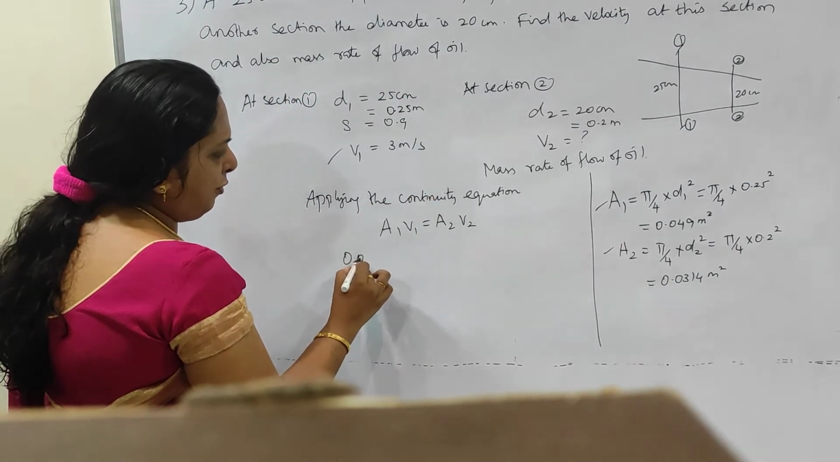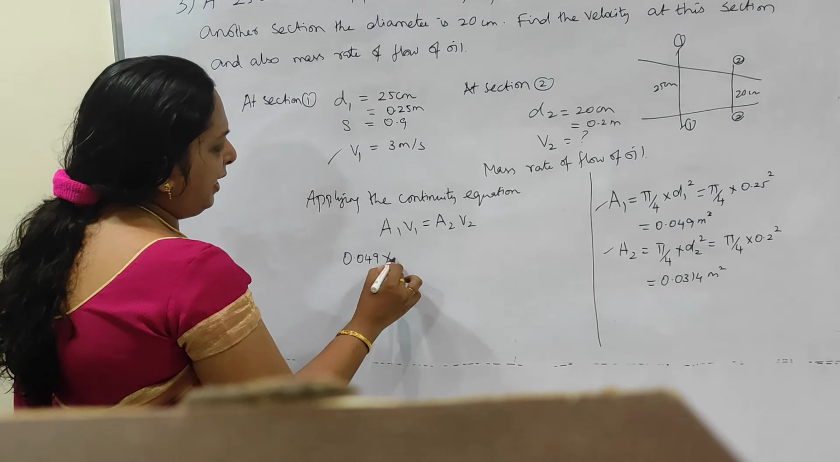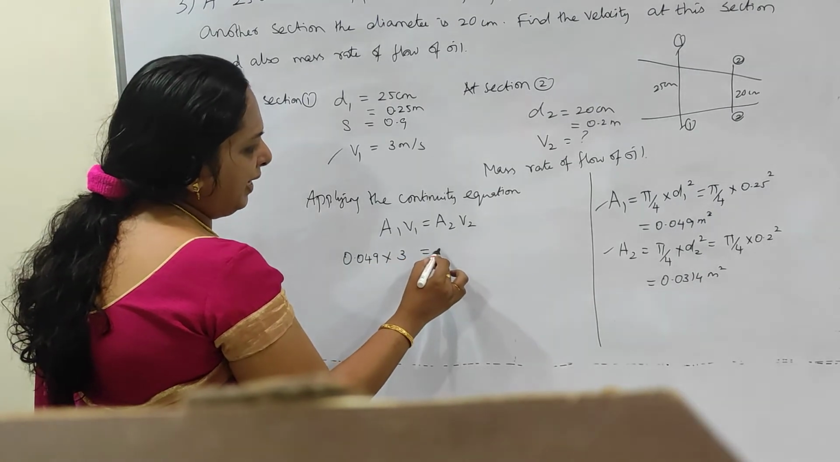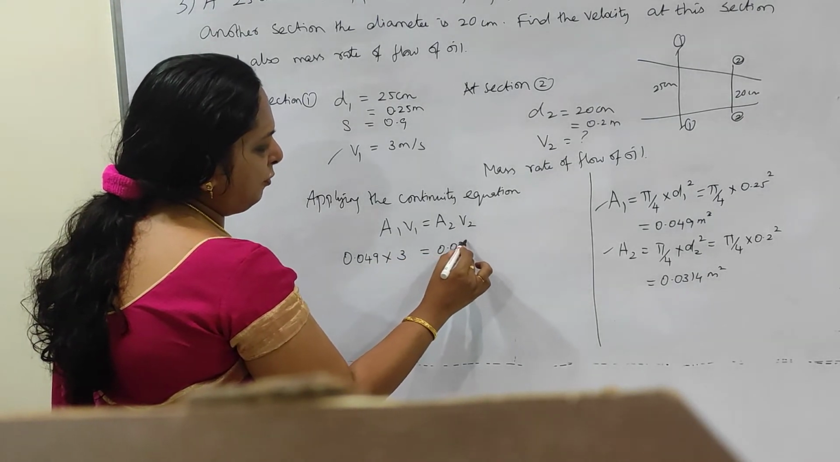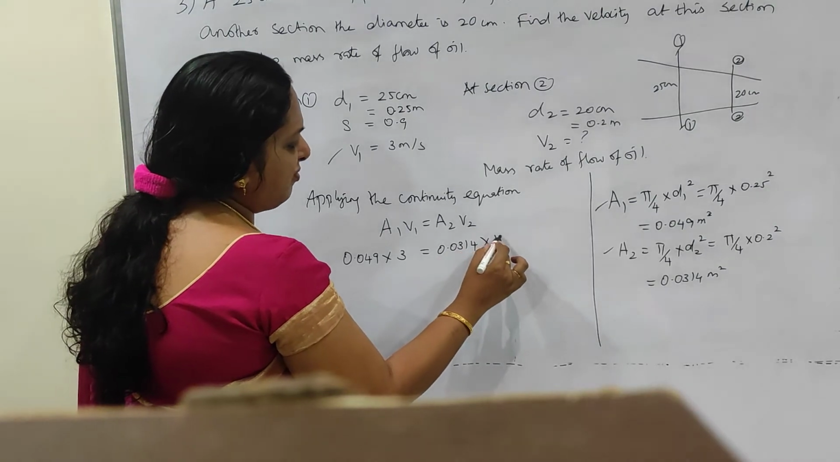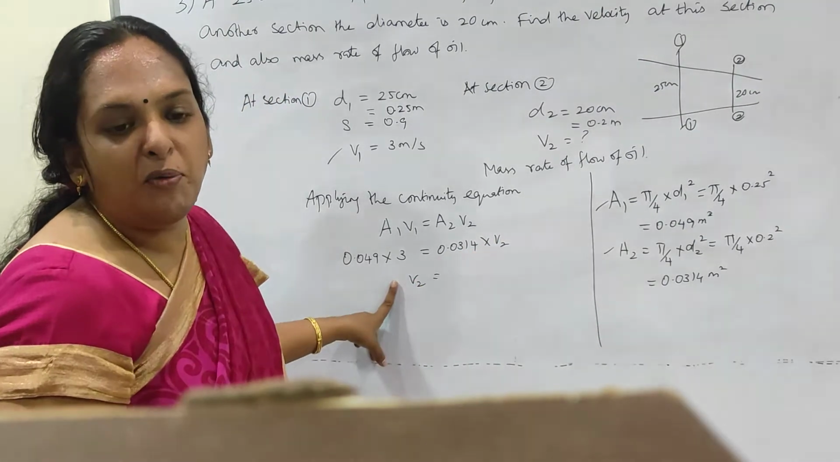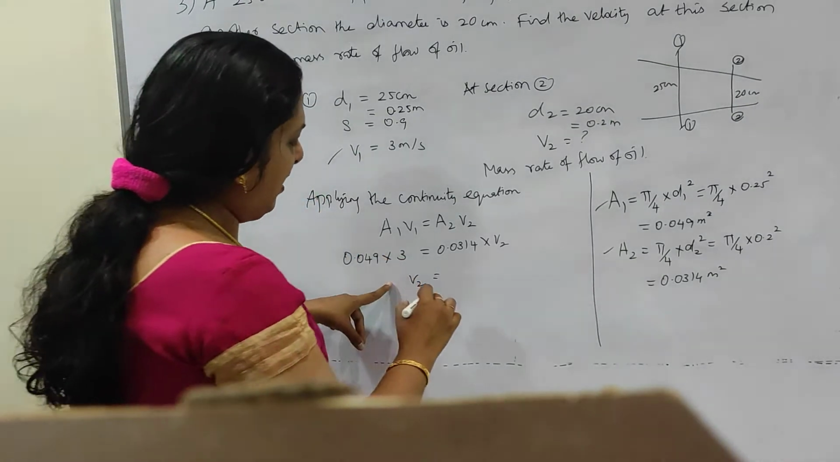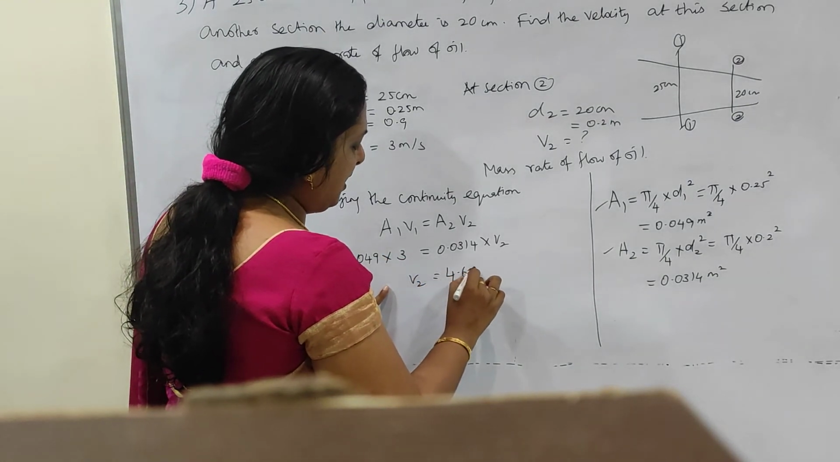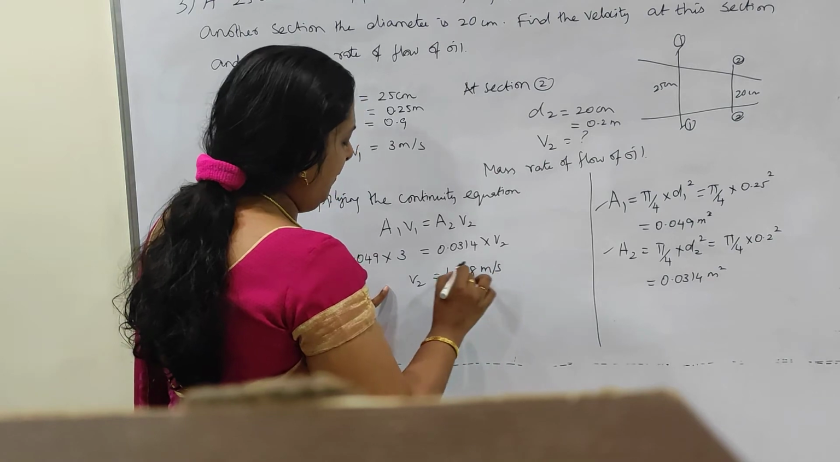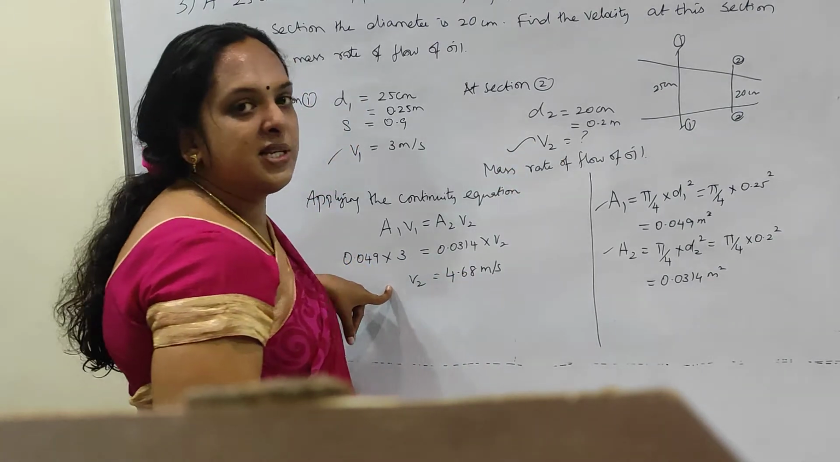So A1 is equal to 0.049 into V1 is equal to 3 and A2 is equal to 0.0314 and what is V2. So from this equation, it's very easy to find out what is the value of V2. So what is the value I am getting is 4.68 meter per second. So my one question is done.